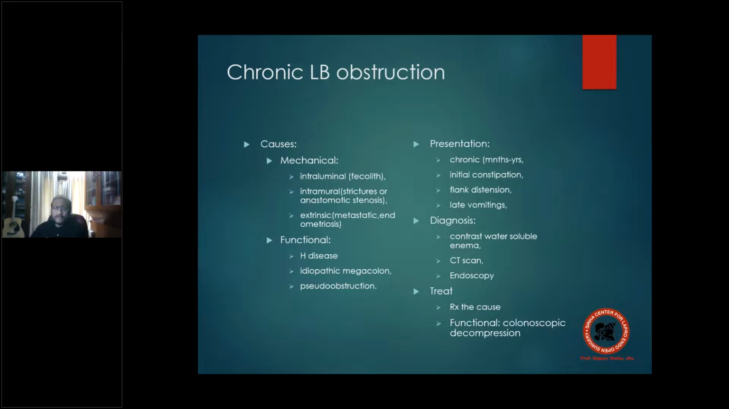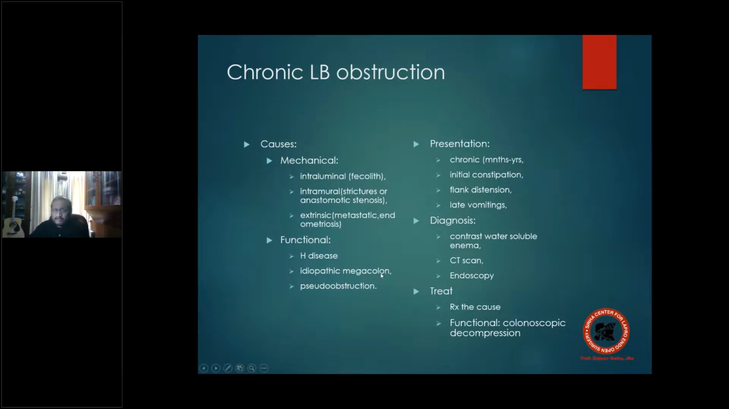Okay. Now coming to the causes of chronic large bowel obstruction. We're talking about chronic now. Intraluminal: fecaloma. Intramural, for example stricture, where a partial stenosis will give rise to a chronic manifestation. Anastomotic stenosis. You can have extrinsic causes, metastatic disease, or endometriosis. All these will give rise to a chronic large bowel obstruction. You can also have a functional cause, which again will give rise to chronic large bowel obstruction.